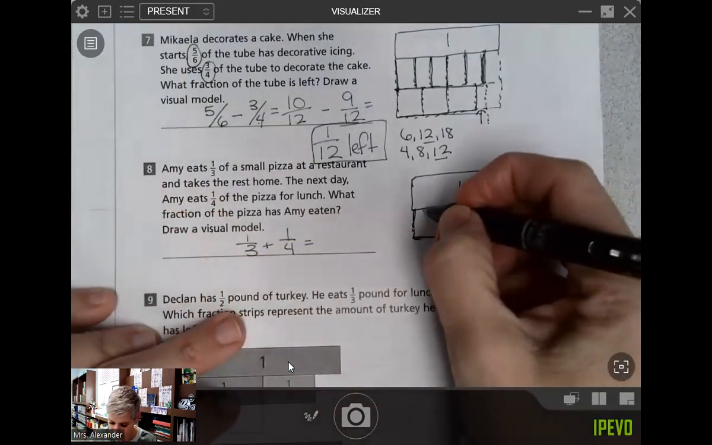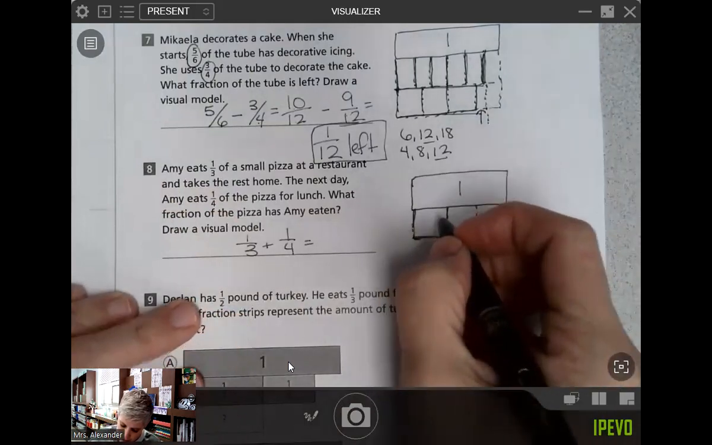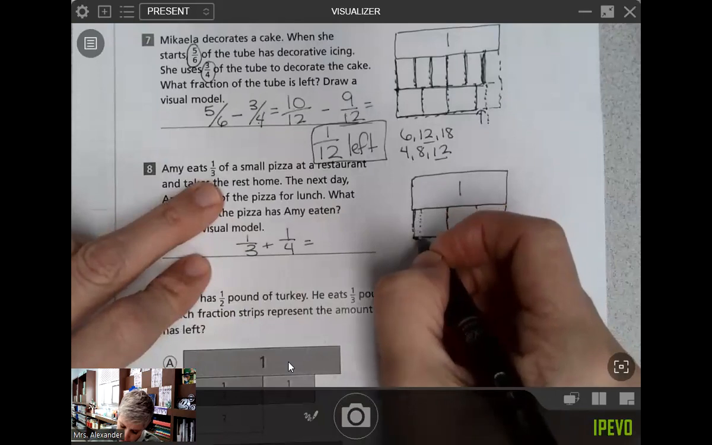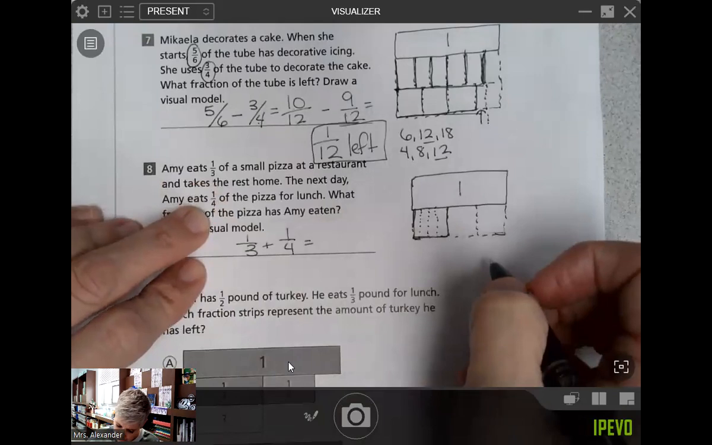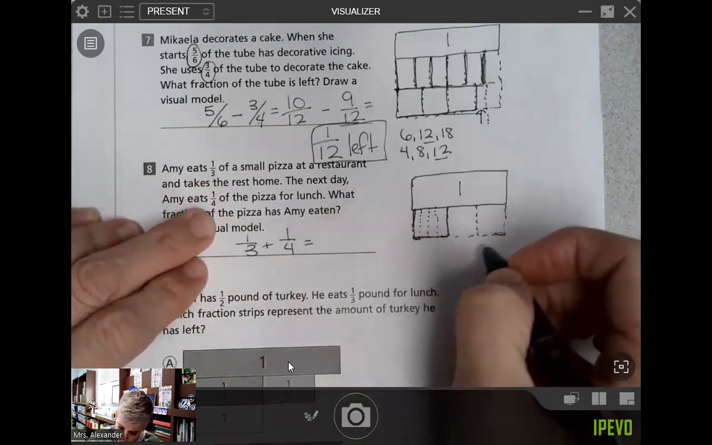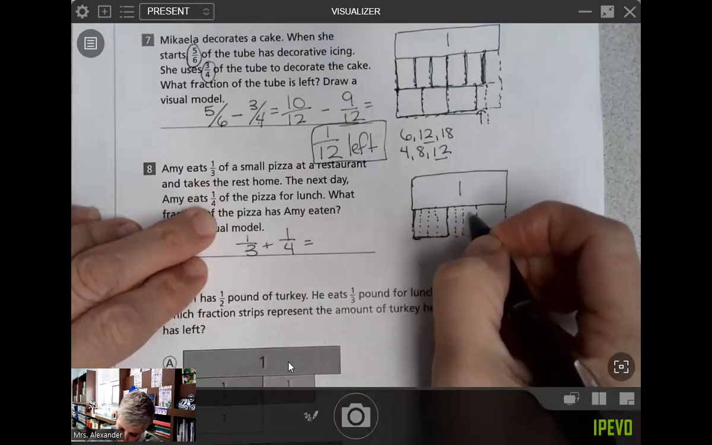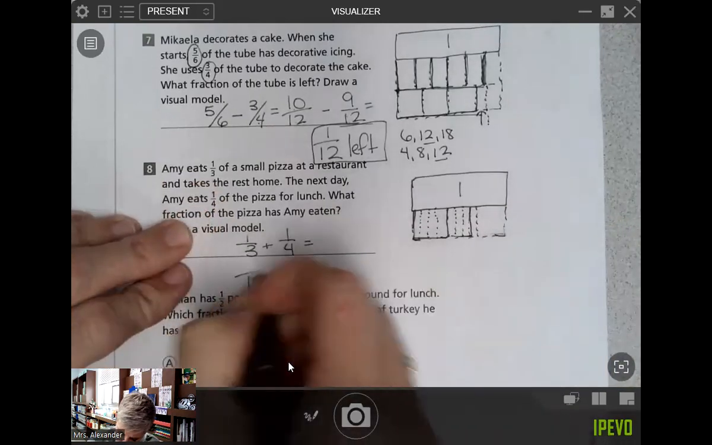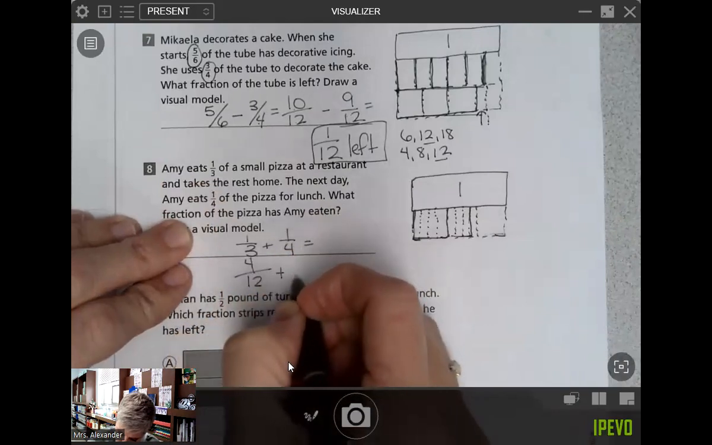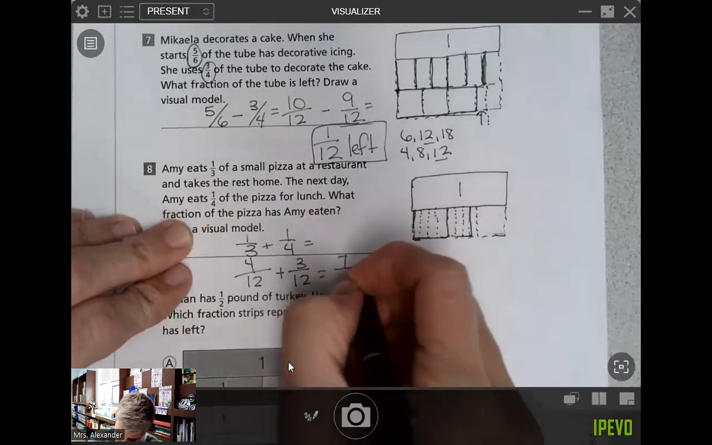Well, I have to split it into 12ths. So how many 12ths? I would need 1, 2, 3, 4. And then she eats 1/4. How many 12ths is that? 1, 2, 3. So really she's eating that much more. So we adjusted this to 12ths. I showed 4 12ths and 3 12ths. 1, 2, 3, 4, 5, 6, 7 12ths.